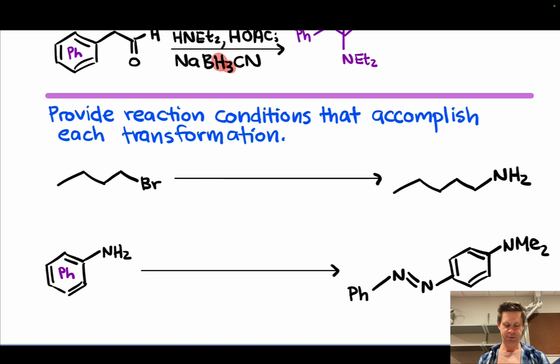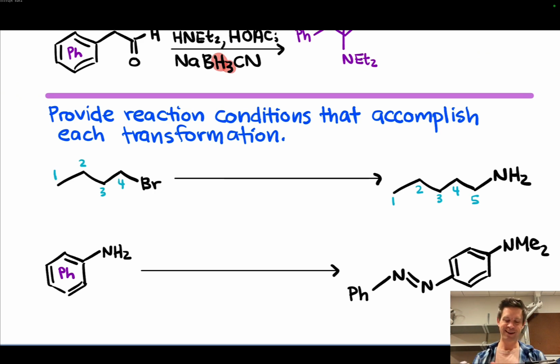In this problem, we're asked to determine reaction conditions that accomplish each of these transformations. And in the first case, the first thing I think we should do is be very careful about numbering carbons. We've got 4 carbons in the substrate, but we have 5 carbons in the target. So our synthetic approach needs to add a carbon and an NH2 group to the starting alkyl bromide.